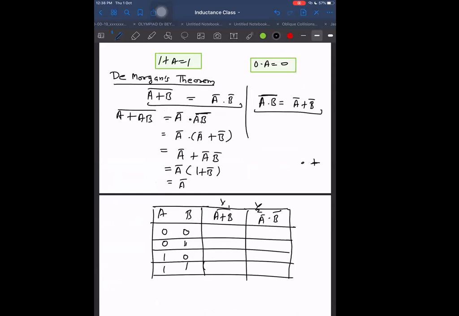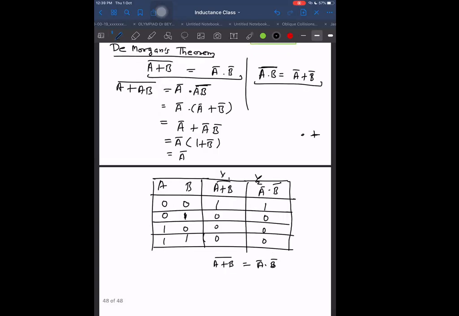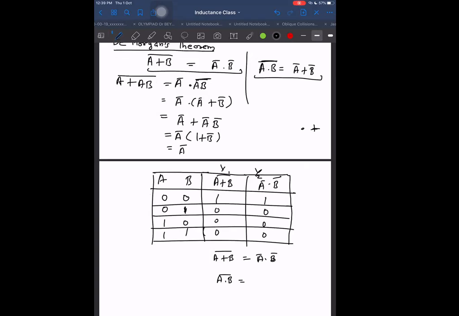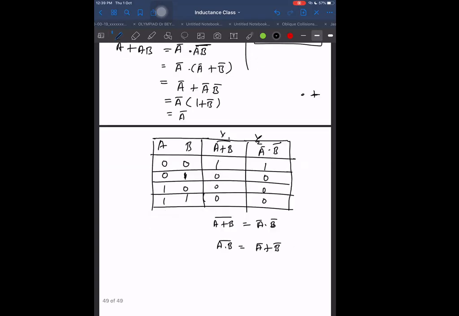0 plus 0, 0, 1, 0, 0, 0. Now here 0, 0, 0, and here it is 1. See, check it. You can verify it. Is it coming out to be that or not? Therefore, we can say A plus B whole bar is equal to A bar into B bar. And similarly, we can prove the other one also, that A dot B whole bar is equal to A bar plus B bar. And once we are able to do that, how to write in terms of gates?